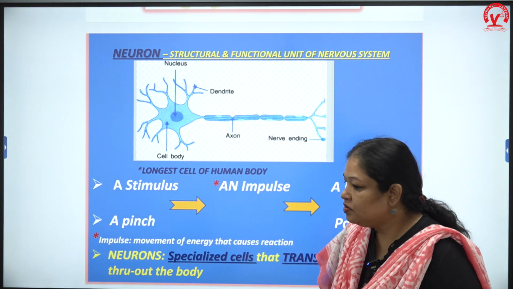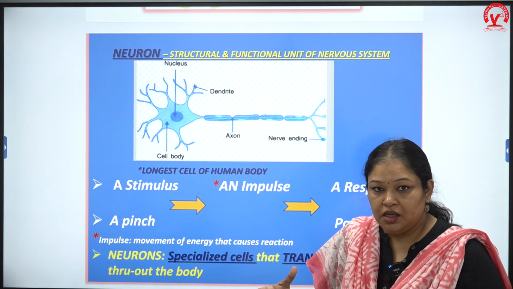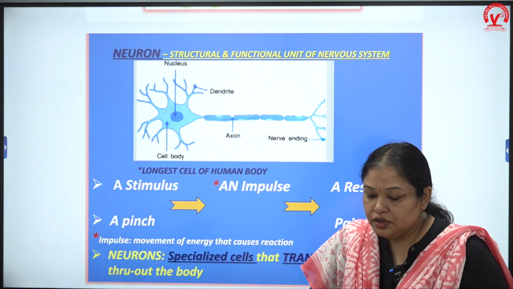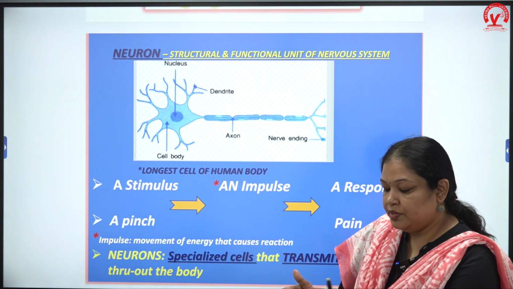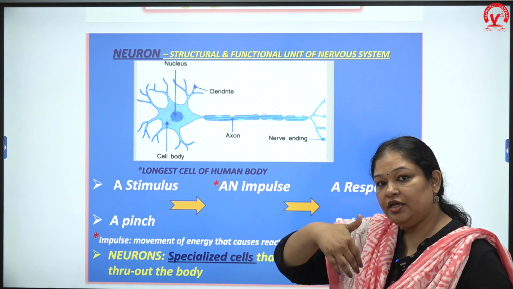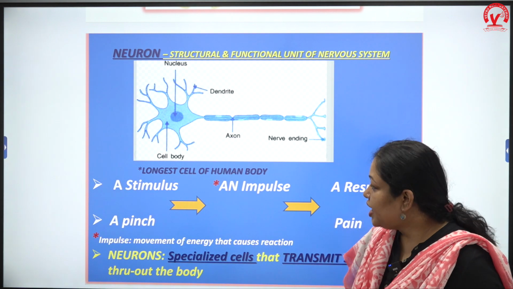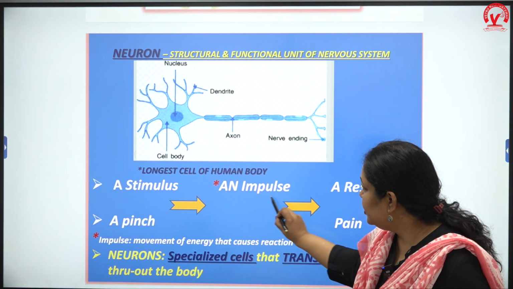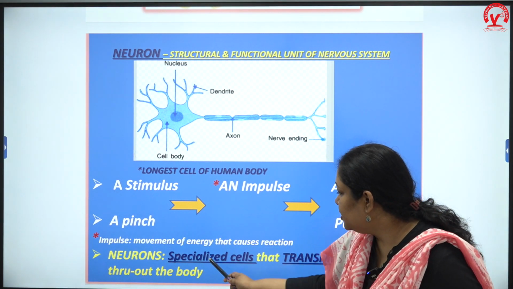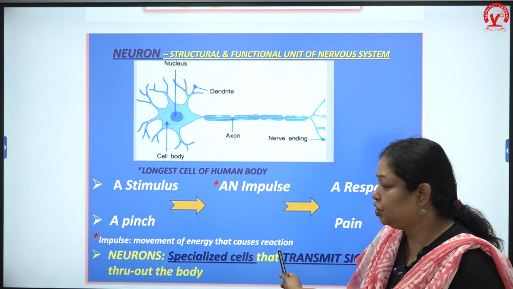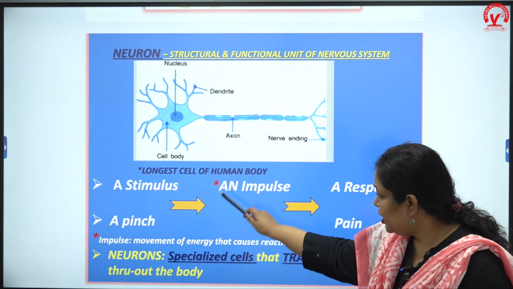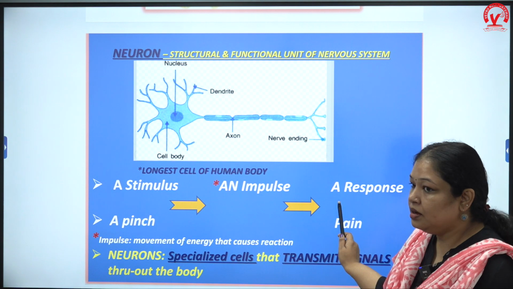What happens when we touch a glass of water which is boiling hot, and you touch the vessel? This is where the peripheral nervous system starts, with the tips of the fingers, and then it goes inside the body, and then it goes to the brain. How does it go? That is called an impulse. An impulse is created. An impulse is a movement of energy that causes a reaction. So when there is a stimulus, an impulse is created that causes a response.